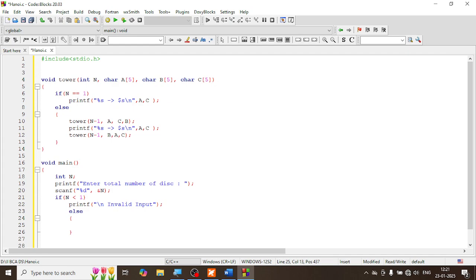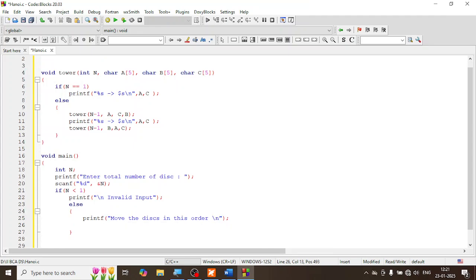Okay, so let's now write the story printf. I'm going to say "Move the disks in this order\n", so that looks great. And I'm going to call my function. What is my function? My function is tower. This is my function, and I'm going to faithfully pass the value of n.